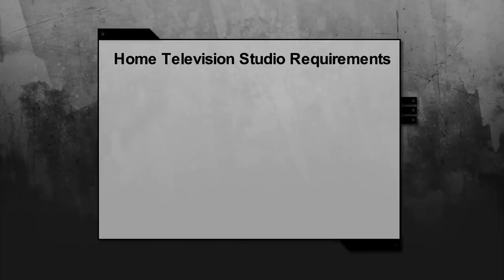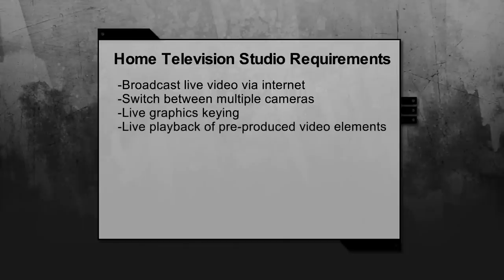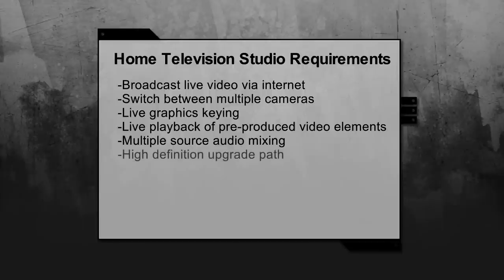For my home studio, I came up with a list of requirements. First and foremost, I needed to have the ability to broadcast live video on the internet. I needed to be able to switch between multiple cameras, do live graphics, video playback for pre-produced elements, and audio mixing from various sources. Although I wanted the system to be fully high definition, at this point I simply couldn't afford it. So even though I had to go standard definition this time, I wanted to make sure I could keep a clear upgrade path to high definition open for the future.